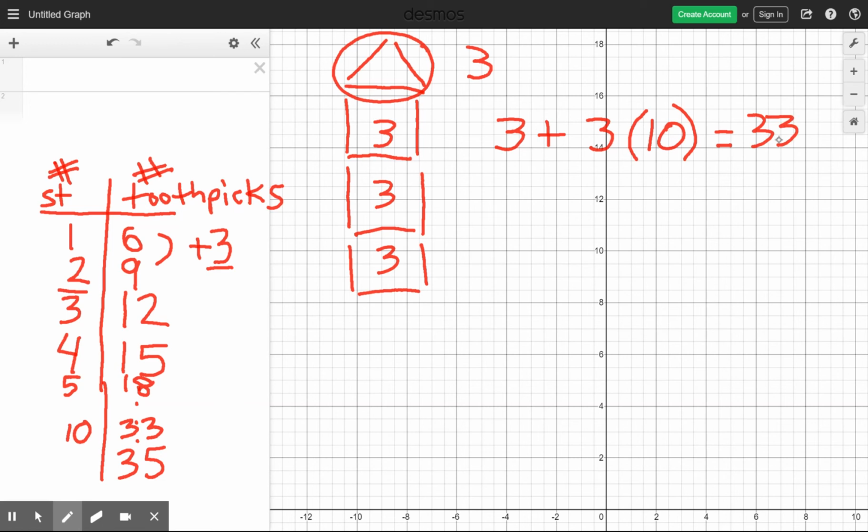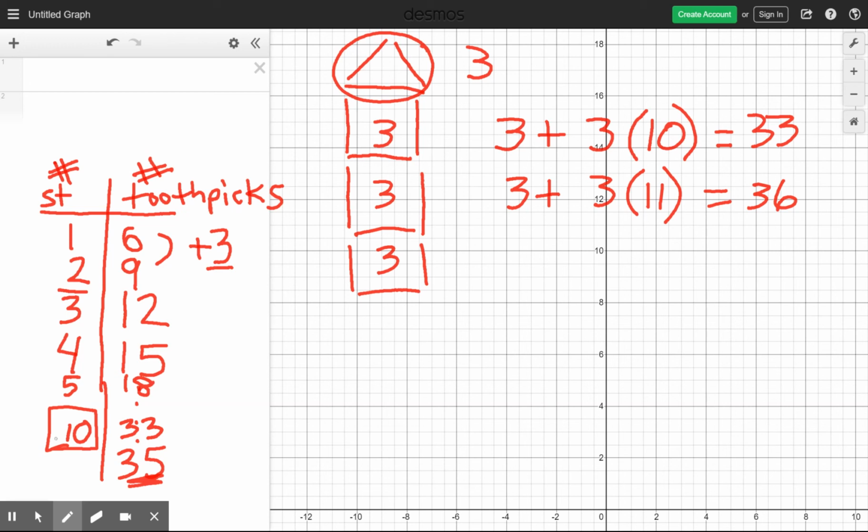Now, if you wanted the 11th story, we still have 3 for the roof plus 3 times 11 for 11 stories would be 36 toothpicks. That's too many toothpicks that are needed if we only have 35. So if there's only 35 toothpicks, then we can make 10 stories with 2 toothpicks left over. So our answer would be 10.